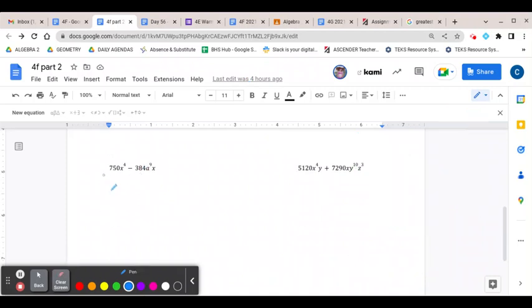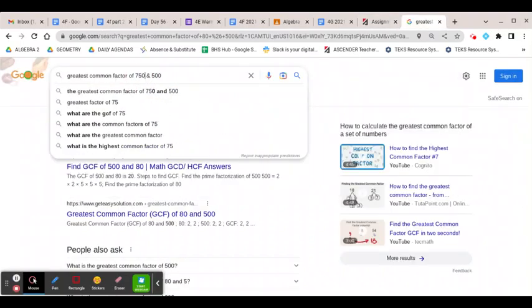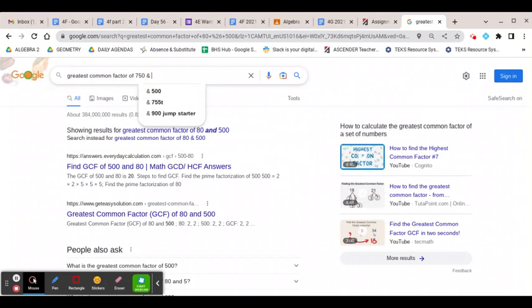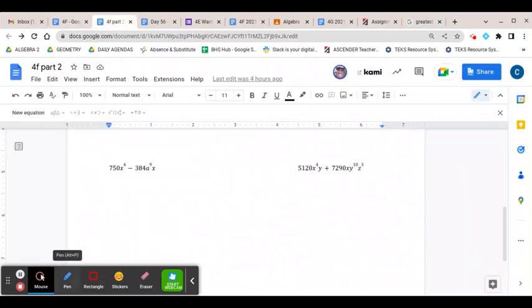All right, so last one, we have 750x to the 4th minus 384a to the 9th x. So let's find the greatest common factor of 750 and 384. The greatest common factor of 384 and 750 is 6. Okay, so first step is we want to take our greatest common factor out. So we'll take 6 out.